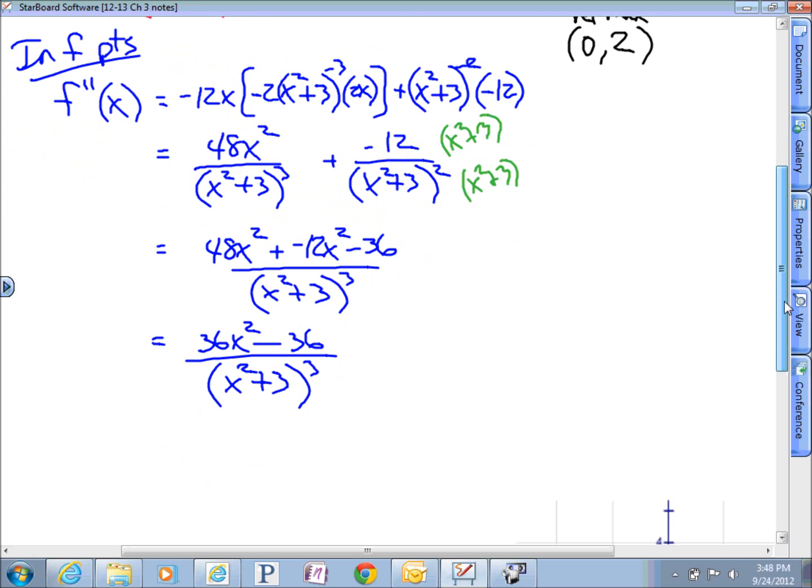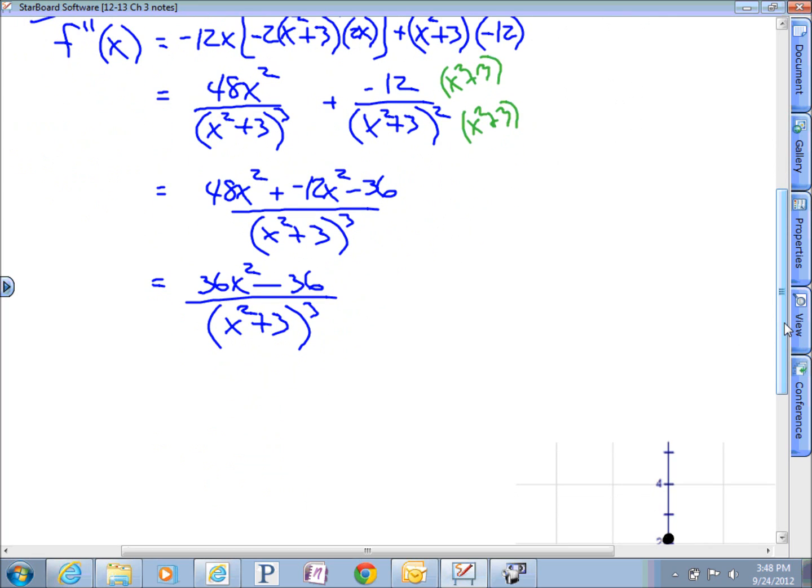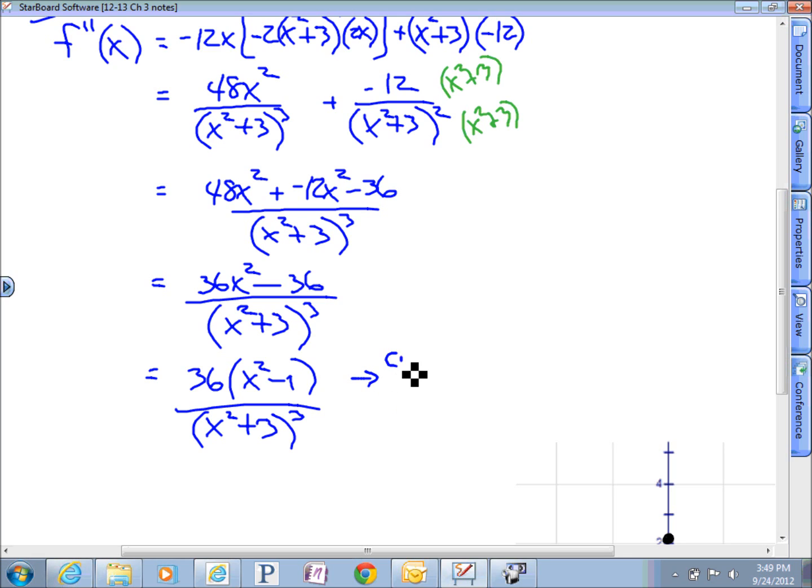Pardon me. And let's see, what did we end up with here? I'm going to take out a 36. So 36 times (x squared minus 1) over (x squared plus 3) quantity cubed. The reason I'm doing that is because I think it's going to make my life a little bit easier finding critical numbers. So my critical numbers from the top, I'll get x equals both plus and minus 1. And from the bottom, for the same reason we didn't find any vertical asymptotes, we won't have any.